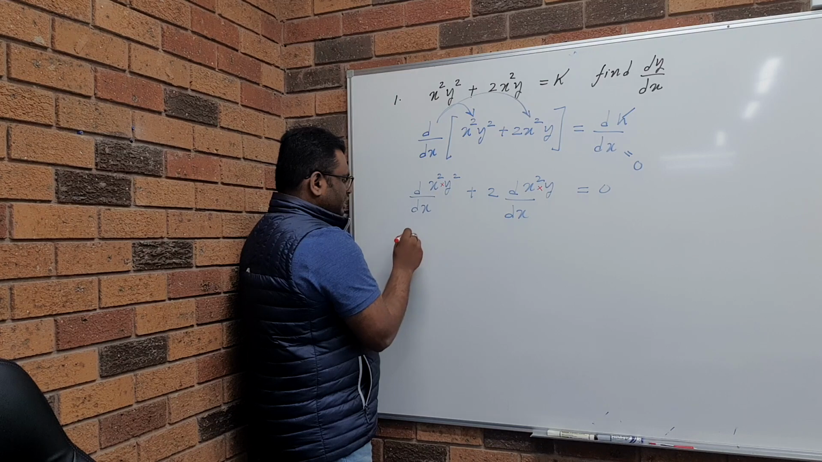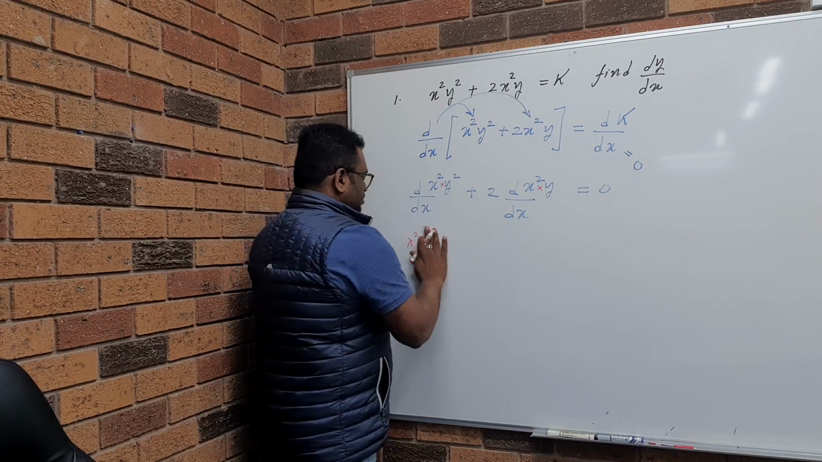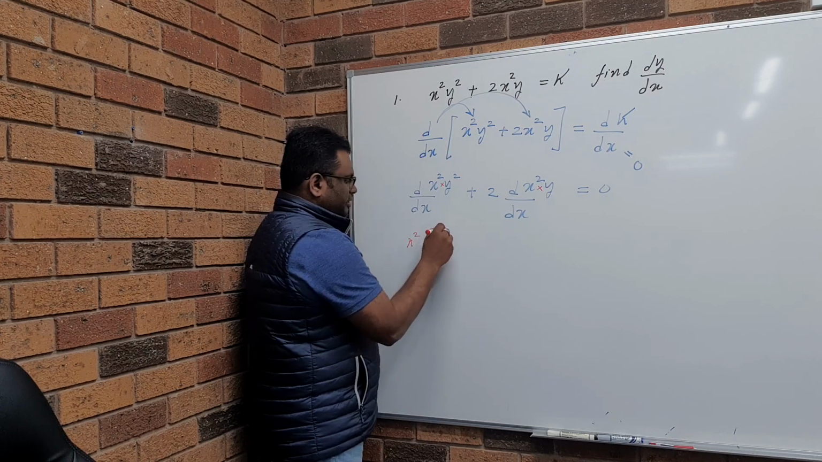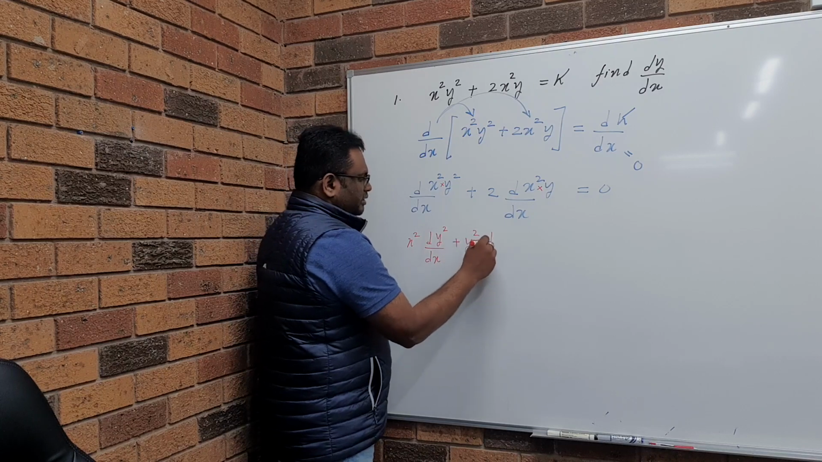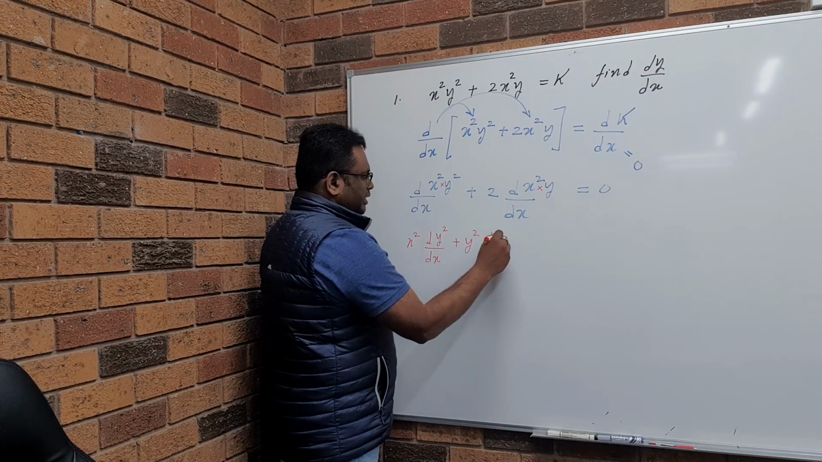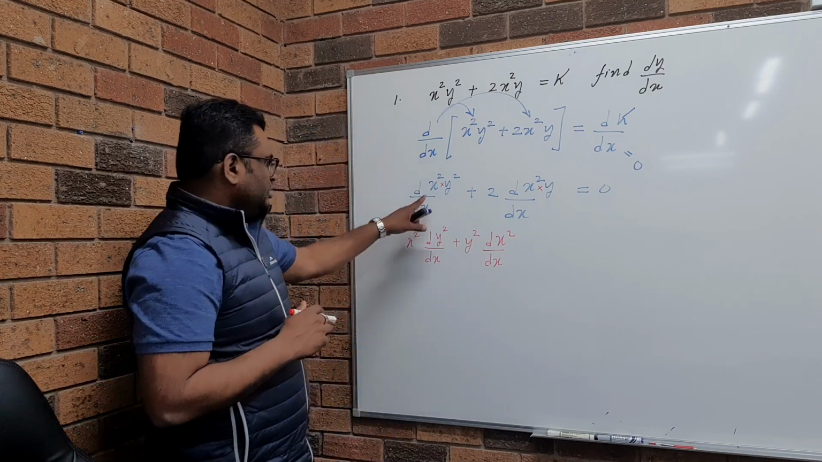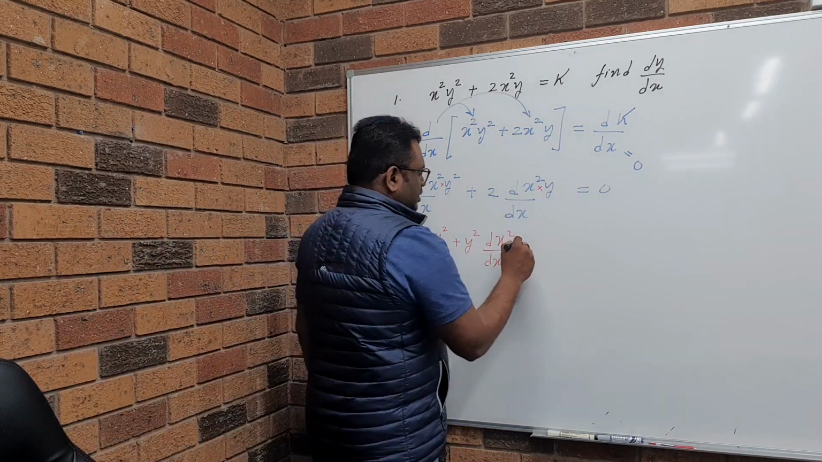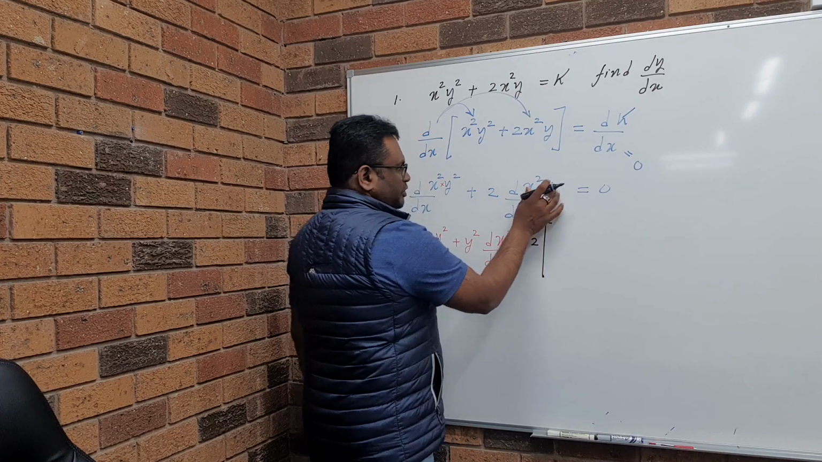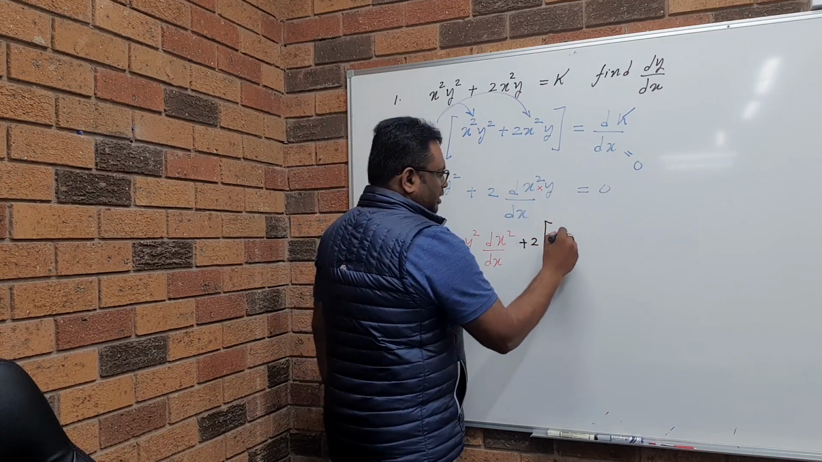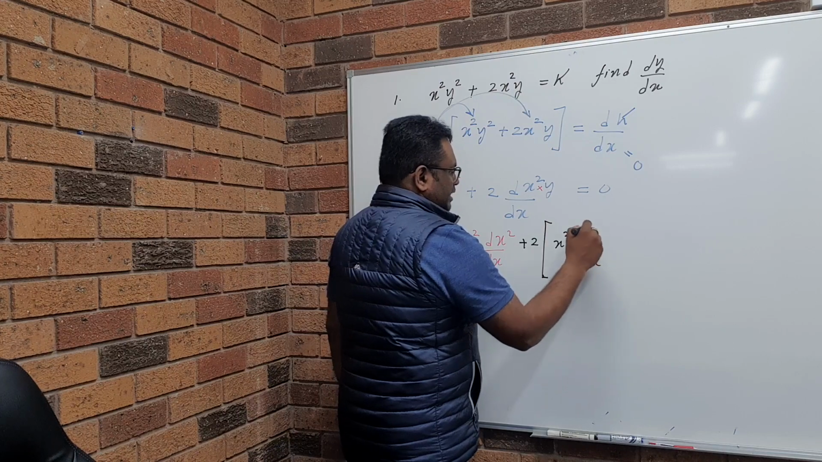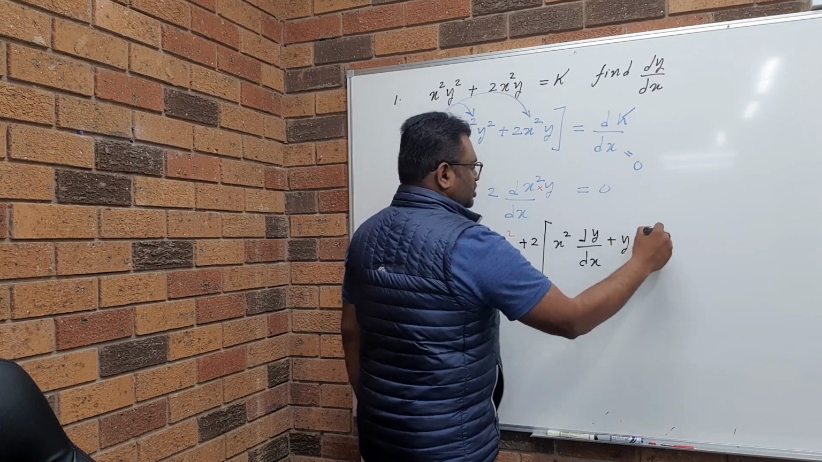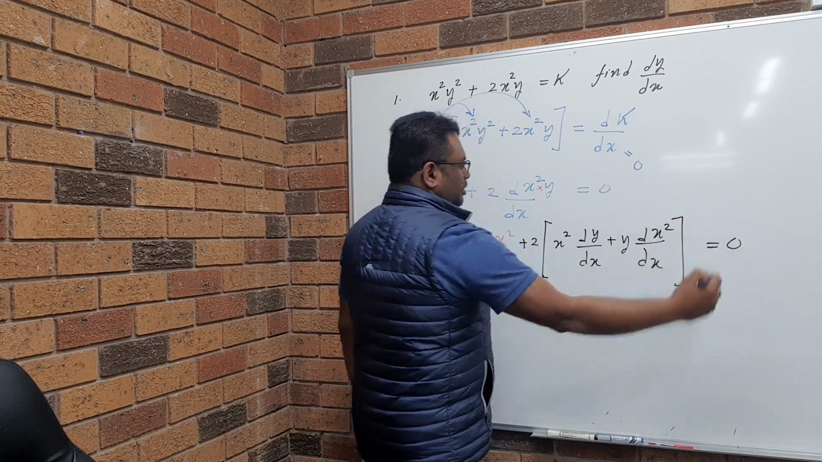So if you do that, x squared d/dx of y squared plus y squared d/dx of x squared. So I have used the product rule here, right? Now for the second term, I'm going to take 2 out, and then if I use the product rule here, it's going to be x squared, d/dx acting on y, plus y, now the d/dx operator is acting on x squared. So that's all about it.